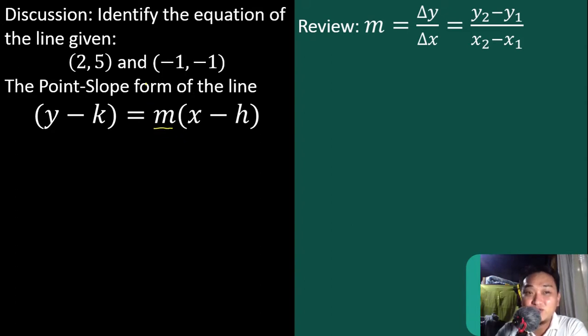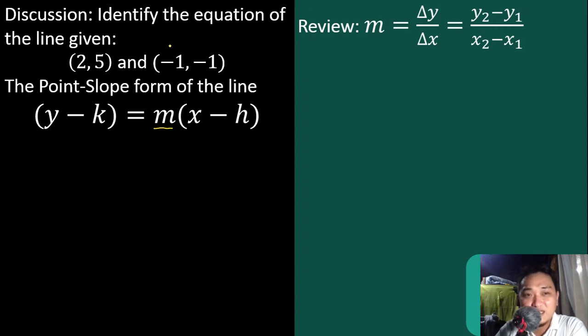And then, we could substitute any of these points. Pwede natin gamitin any of that point. We are going to substitute it for the value of h and k. Tas meron ka ng linear equation. So pakita po natin, ganito po yon. Una muna is slope.